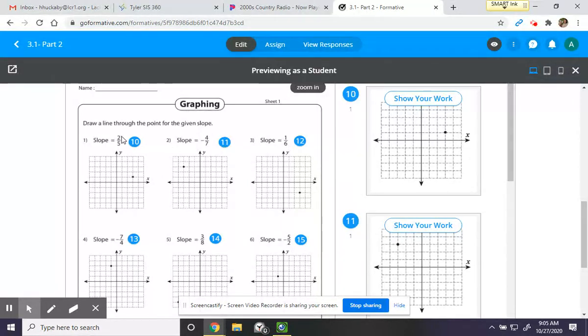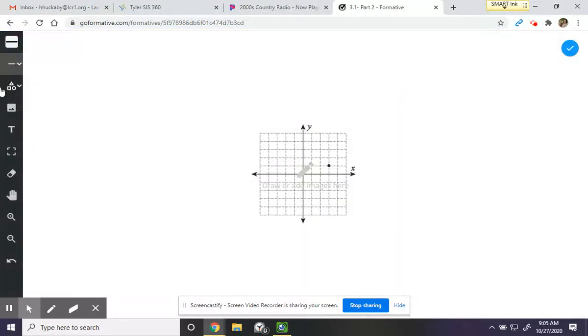So slope is 2 over 5. I'm going to go into here to show my work, and then you can click this right here to get your circle. Here's my starting point. It was a positive 2 over 5. So if I go up 2 and then over to the right 5, what's going to happen? I'm going to run off my graph.